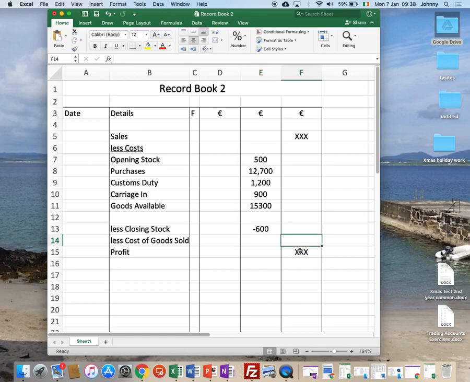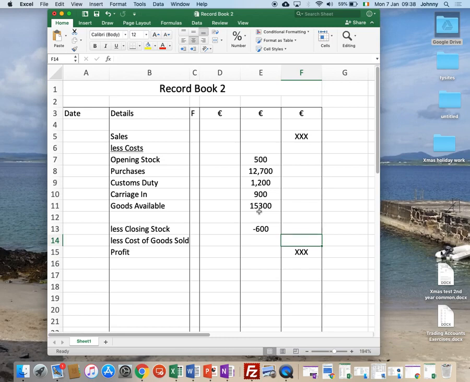I started off with 500. There was 500 worth of goods sitting on my shelves in my shop. I then bought 12,700 worth of goods. I have customs duty of 1,200 and I have carriage in. So they're all extra costs. And I added all of those costs together and I came up with a figure of 15,300. So I had spent 15,300 on goods that were available to sell in my shop.